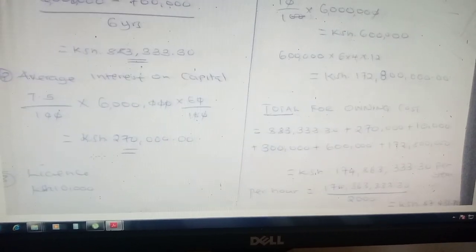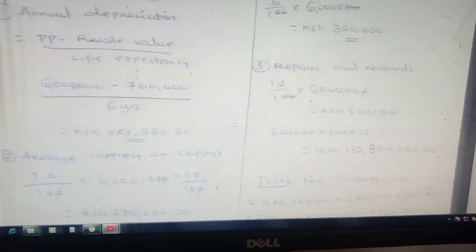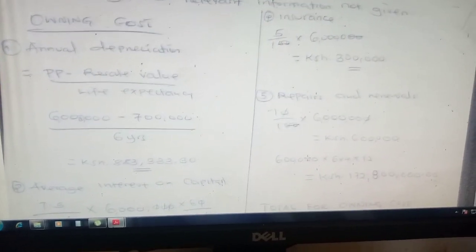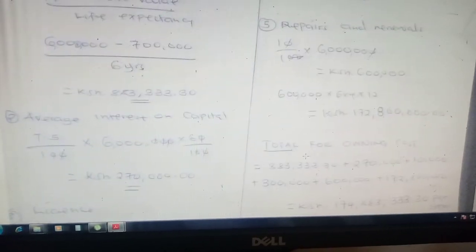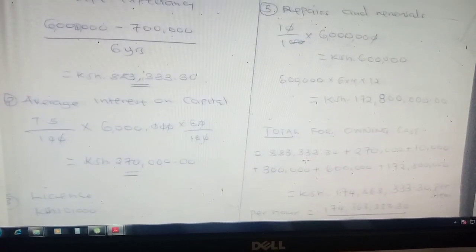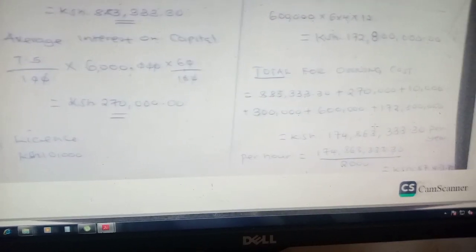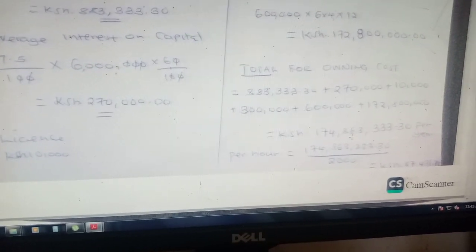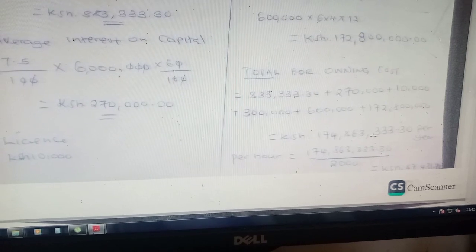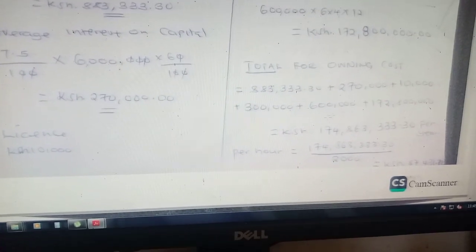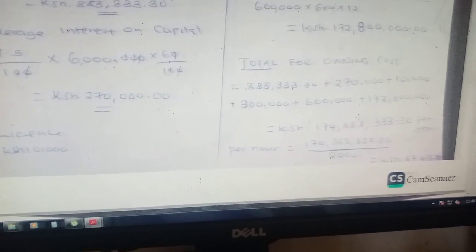You go to the license, which is 10,000. You go to the insurance, which is 300,000. Then finally the repairs and renewals, which is 172,800,000. You get the total there is 174,863,333 and 30 cents. But this is the total per year.